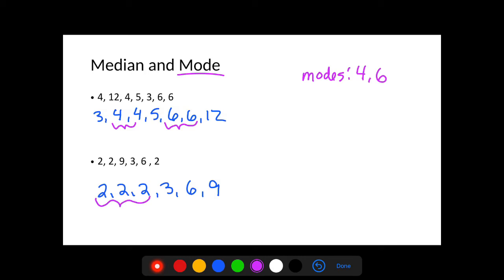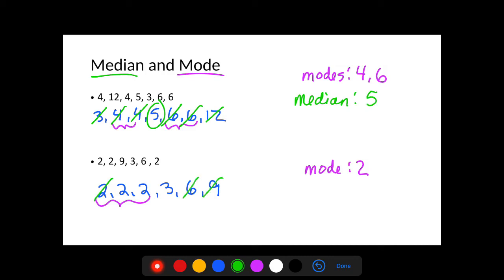In the second data set, 2 occurs 3 total times, which is more than any other value, so our mode will be 2. To get the median, one way I can do this is start crossing off from the ends until I get to the middle point. I have a median of 5 in the first data set. And in the second data set, since I had an even number of data points, I'm left with 2 middle values, so I'll take halfway between those, or in other words, I'll take the mean. So we have a median of 2.5.